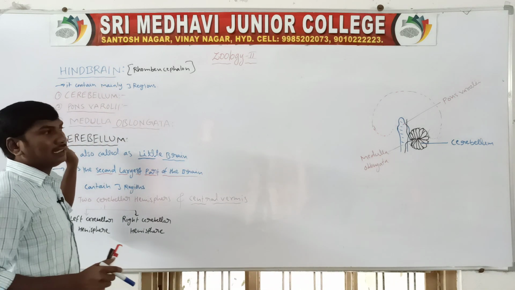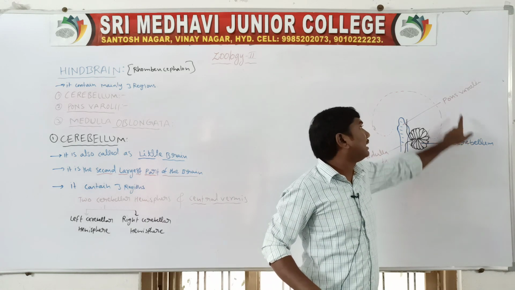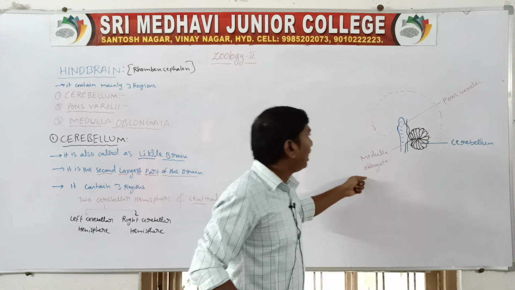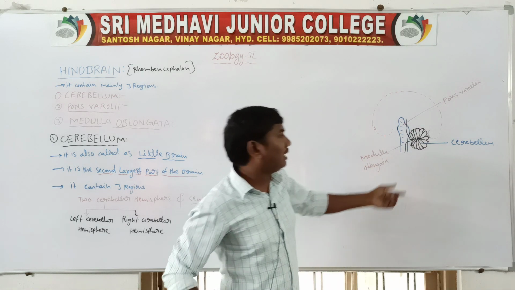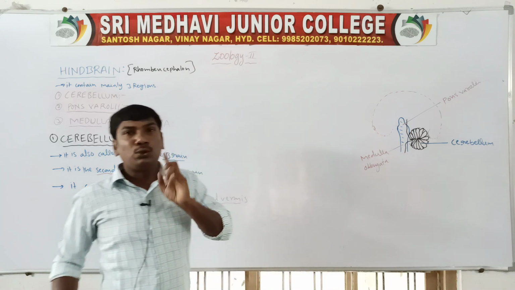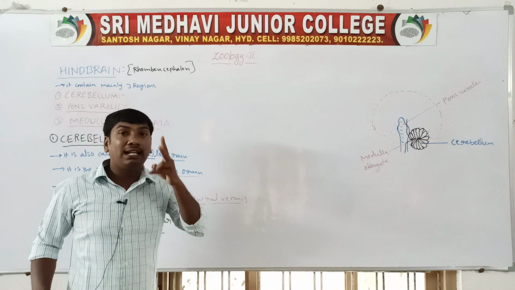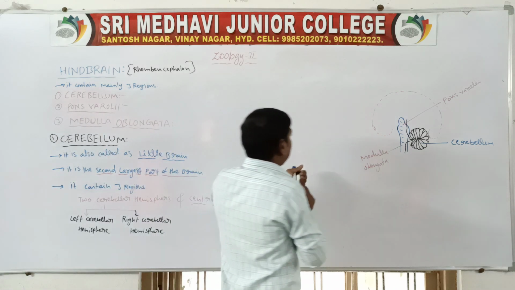So the hind brain contains three regions: first the cerebellum, second the pons varolii, third the medulla oblongata. The cerebellum contains three regions: two cerebellar hemispheres and one central vermis. See the cerebellum diagram.